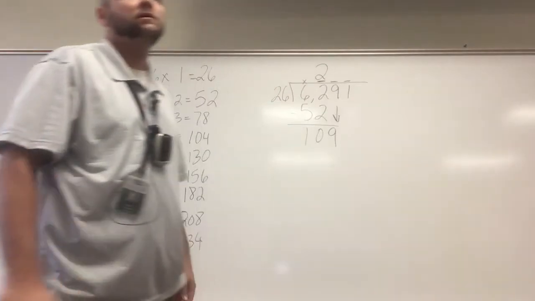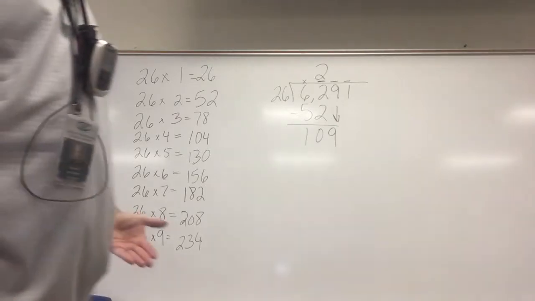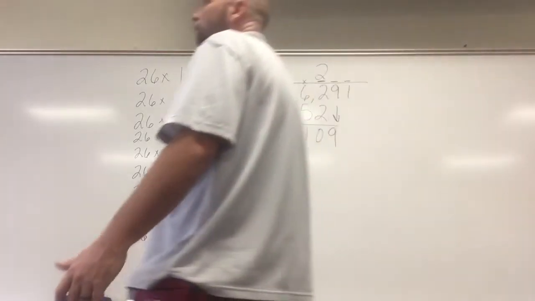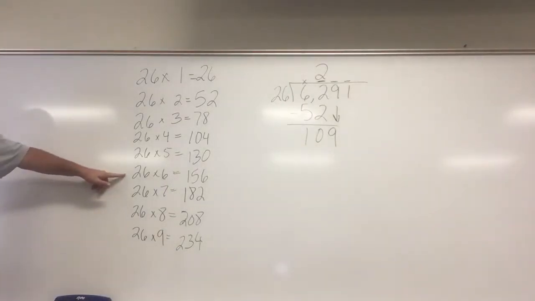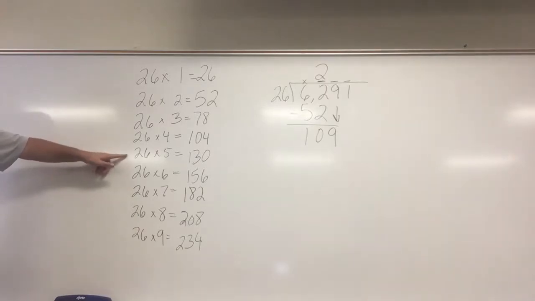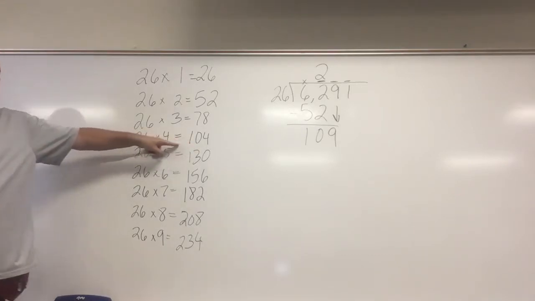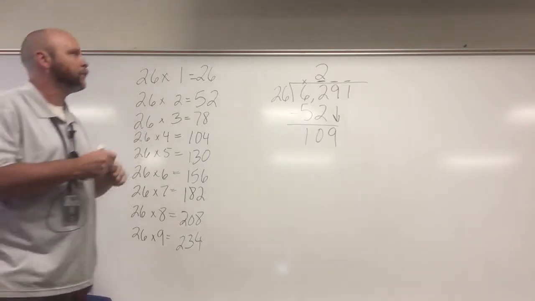Now, Oscar, being the brilliant young man that you are, how many times is 26 going to go into 109 without going over? You have your answers here. What is as close you can get to 109 without going over? 6. 26 times 6 is 156. Oh. That's too big. 130's too big. 104 is as close as you're going to get without going over. So 26 times 4 is 104.